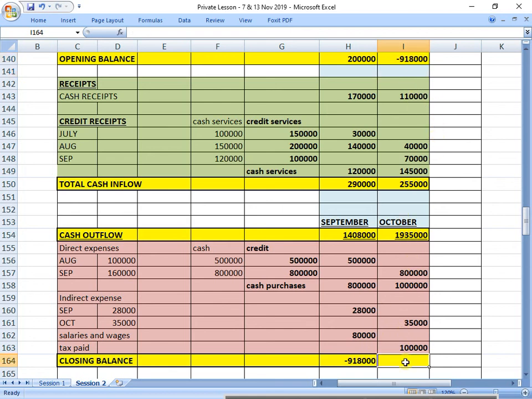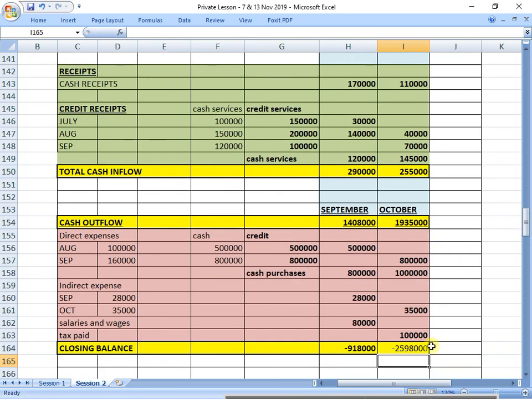Is this a good month? Doesn't look like it. A big negative balance. Add what came in minus what went out. Ooh, it's even bigger. Shame. This business is struggling. Unless these cash amounts are right, I think they are too big. Cash, 500,000. That looks massive for direct expenses.